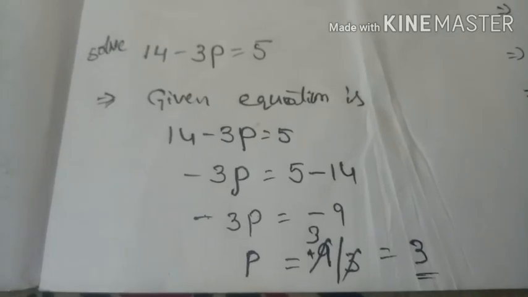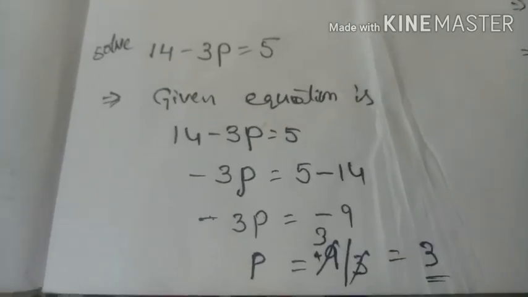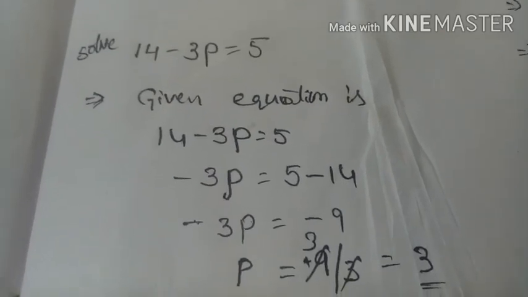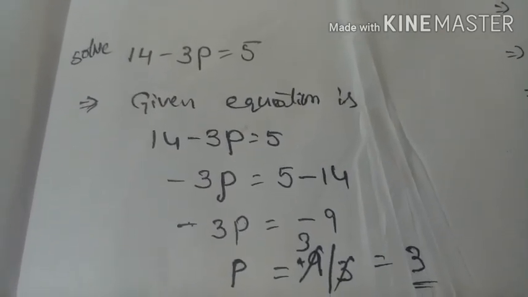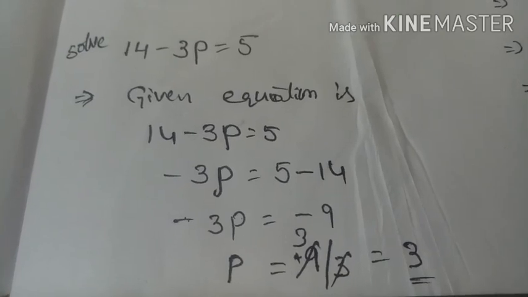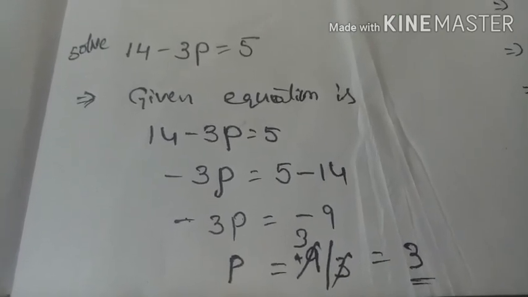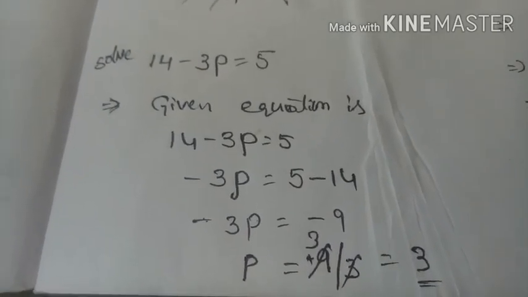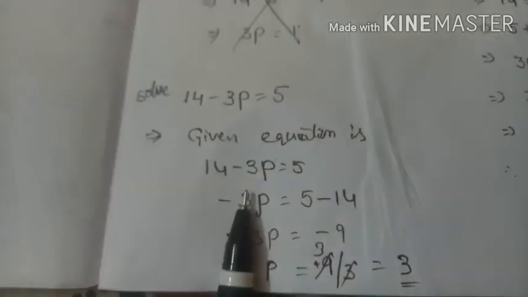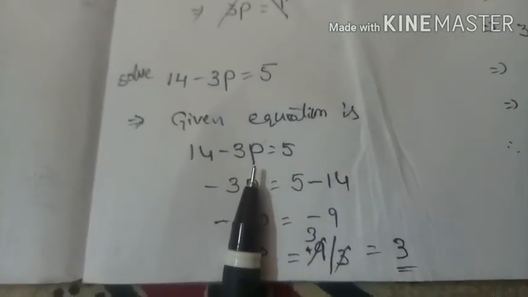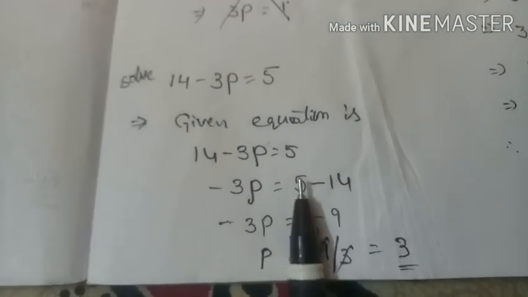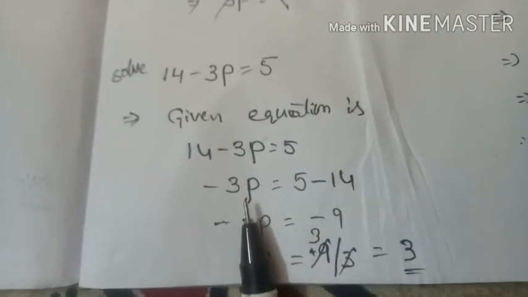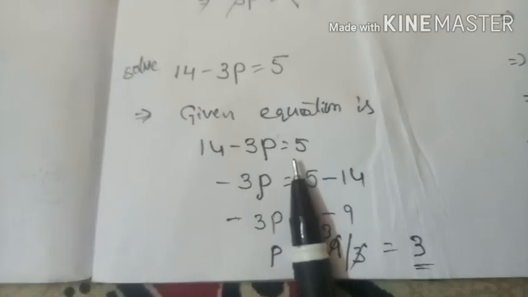Next sum. Solve 14 minus 3p is equal to 5. So the given equation is 14 minus 3p is equal to 5. First of all we have to separate the variables and constants. So what is the variable? Minus 3p, p is the variable. What is the variable value? Minus 3p. So I kept minus 3p on the left hand side is equal to 5.